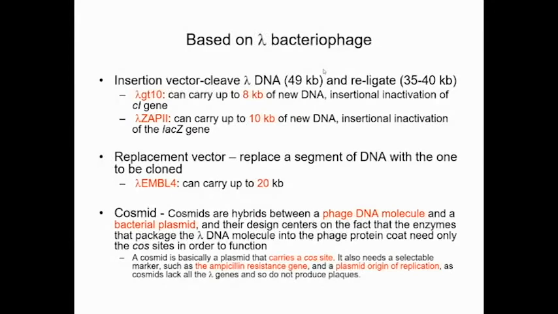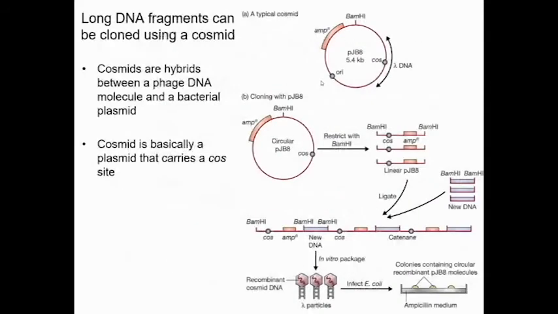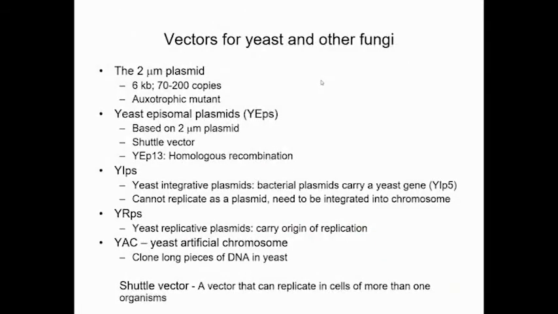So we have these two general types of vector. One is the cloning vector, and one is the expression vector. For the cloning vector, we have vectors based on bacteria and vectors based on viruses. For the vectors based on viruses, we have two types. One is the M13 bacteriophage, and the other is the Lambda bacteriophage. Okay, so that's the cloning vector. Any questions so far?